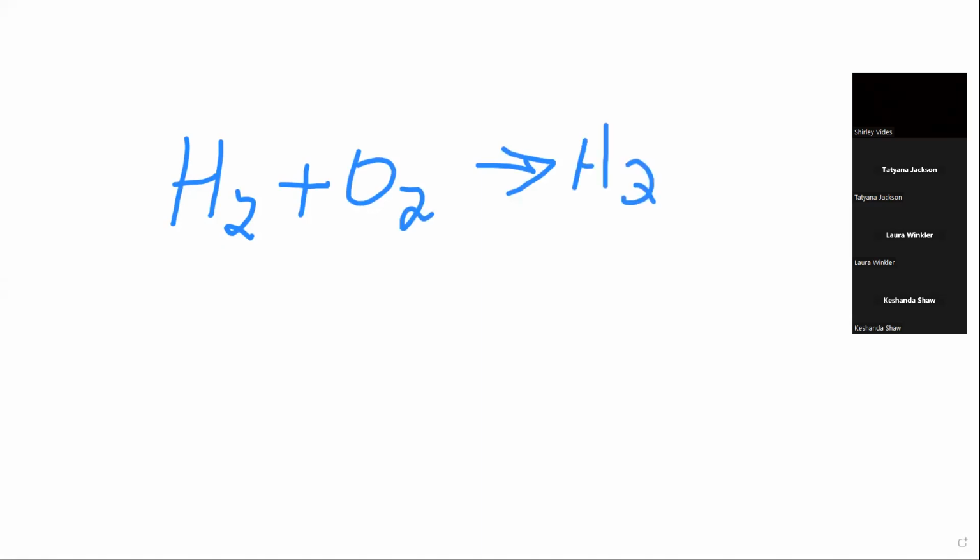So basically, this equation right here, sorry, it won't let me type. There we go. This right here, H2 plus O2 yields H2O, right? So that's water. Okay, so if we actually take the mass that's there, this is not balanced, obviously.